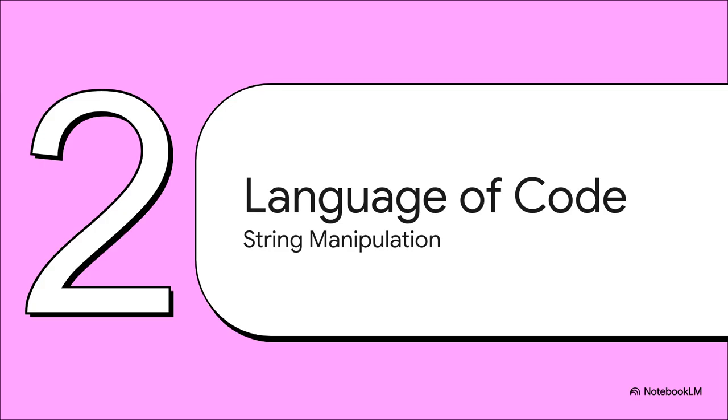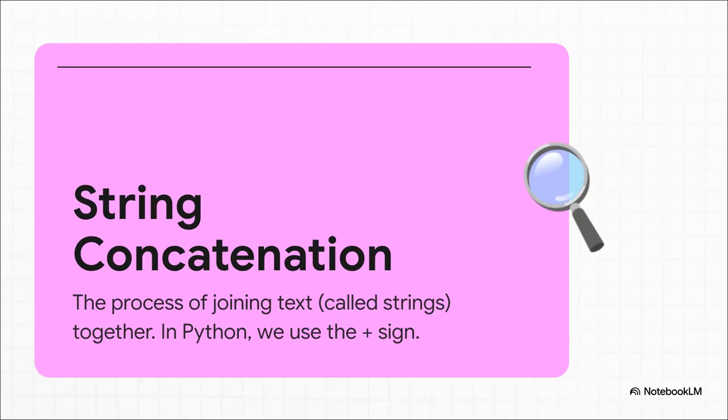So, to have a good conversation, we need to speak the same language. In this section, we'll cover the basic vocabulary and grammar our code needs to chat with us effectively. First up is string concatenation. Okay, it sounds a little technical, but all it really means is joining pieces of text, or strings, as we call them in Python, together. And we do it with a simple plus sign. It's just like adding numbers, but for words.